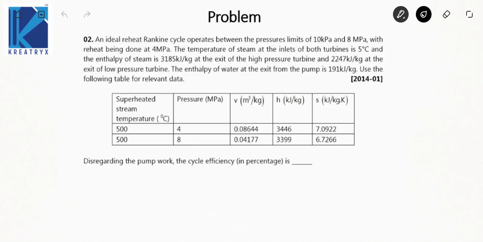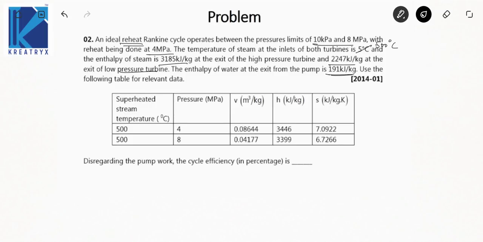An ideal reheat Rankine cycle operates between the pressure limits of 10 kilopascal and 8 megapascal, with reheat being done at 4 megapascal. Data: the temperature of steam at the inlets of both turbines is 500 degrees Celsius, and the enthalpy of steam at the exit of the high pressure turbine is 3185 kilojoule per kilogram, and 2247 at the exit of the low pressure turbine. The enthalpy of water at the exit from the pump is 191 kilojoule per kilogram.